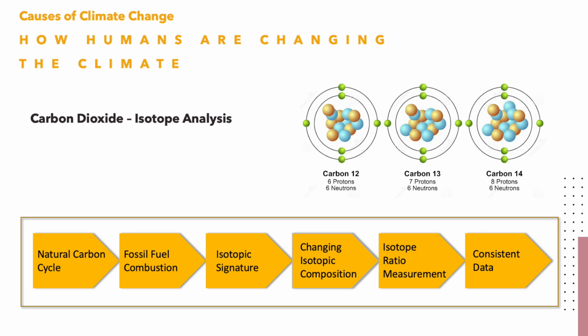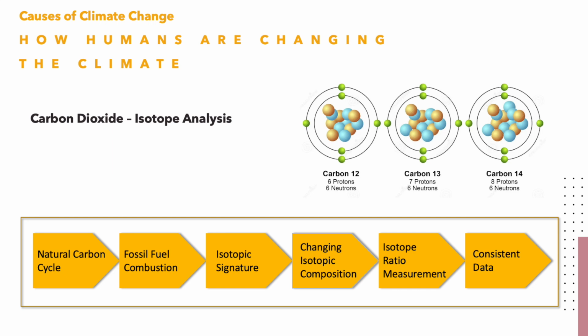Scientists collect air samples and measure the ratio of carbon-14 to carbon-12 in the atmospheric CO2. Over time, they have observed a decrease in the carbon-14 ratio in atmospheric CO2, indicating an increase in carbon from fossil fuels, which have a lower carbon-14 ratio. Multiple independent measurements from various locations around the world have shown a consistent decrease in the carbon-14 ratio, providing strong evidence that the increase in atmospheric CO2 is primarily due to the burning of fossil fuels.